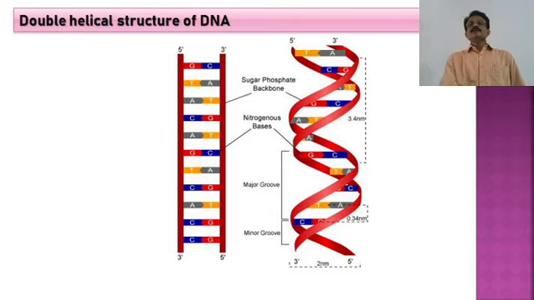In general this shows the polarity. The diameter of this particular DNA double helix is 2 nanometer, that is 20 angstrom, and one coil or helix has around 10 base pairs. The length of one turn is 3.4 nanometer or 34 angstrom. So ultimately the distance between two nitrogenous bases is around 3.4 angstrom.